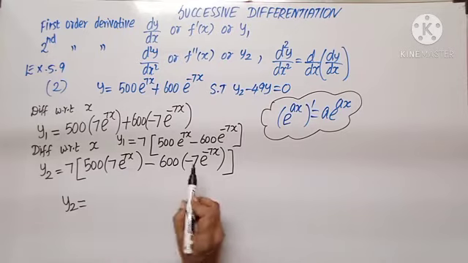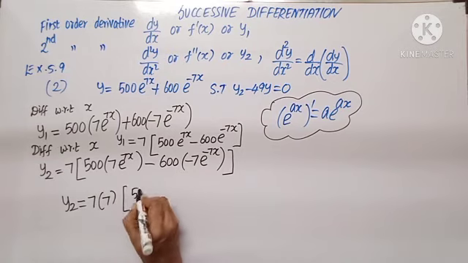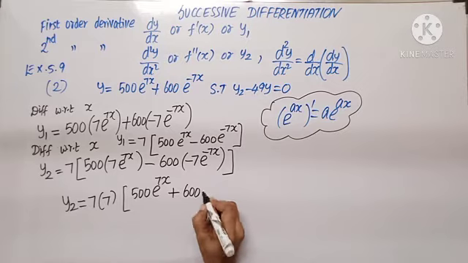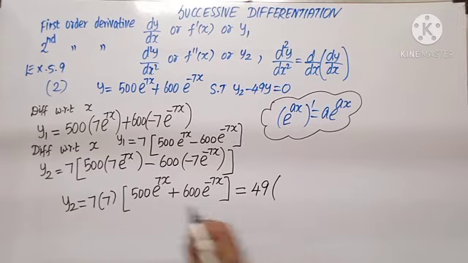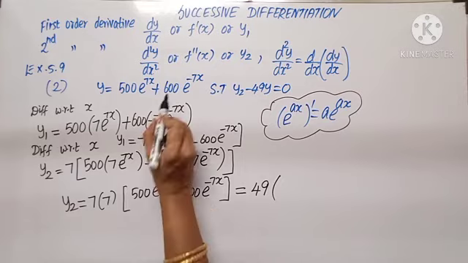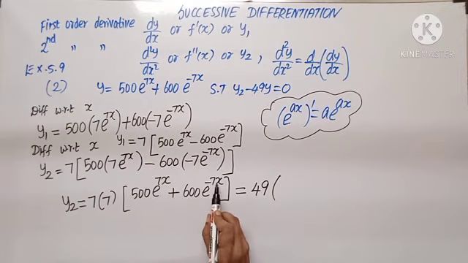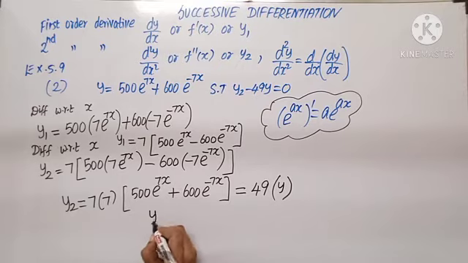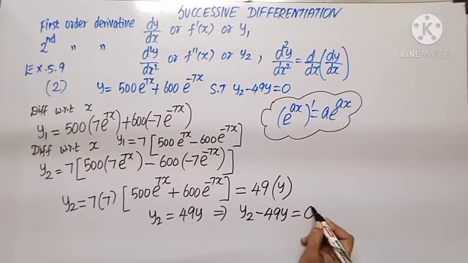Again in both the terms, 7 is common. Already there is a 7. Again I am taking 7 into 500 e power 7x, minus into minus plus 600 e power minus 7x. That is 7 into 7, 49. The bracket term is nothing but the given question, which is y. So 500 e power 7x plus 600 e power minus 7x can be written as y. So it is 49y. y2 equals 49y tells me y2 minus 49y is 0, and that is the expected result in the question.